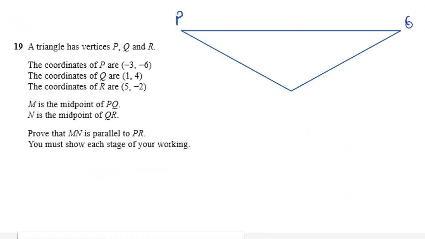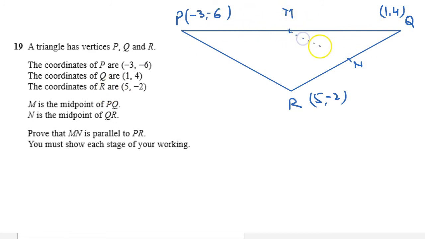A triangle PQR. The coordinates of P are -3 and -6. Q is 1 and 4. And R is 5 and -2. M is the midpoint of PQ. N is the midpoint of QR. Prove that MN is parallel to PR. We have to prove that these two lines are parallel.